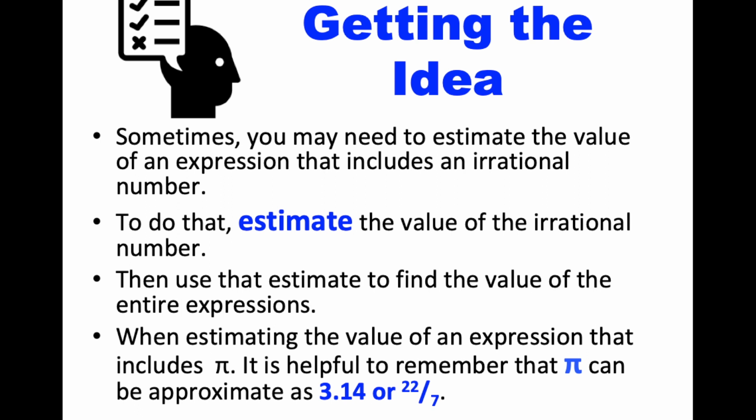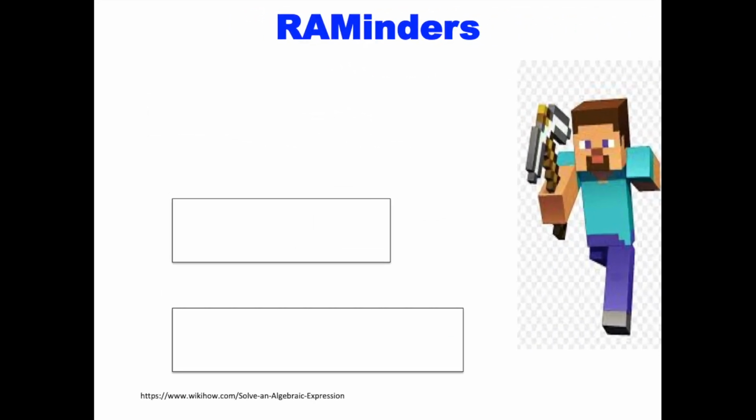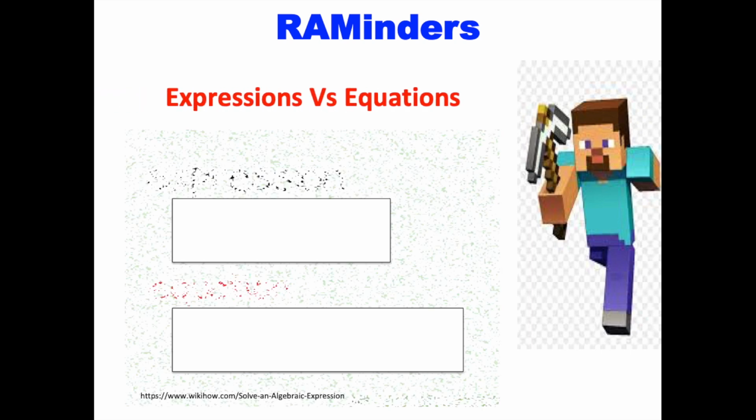When estimating the value of an expression that includes pi, it is helpful to remember that pi can be approximated as 3.14, we rounded it to the nearest hundredths, or 22 over 7. Not bad. Some reminders. Expressions versus equations.